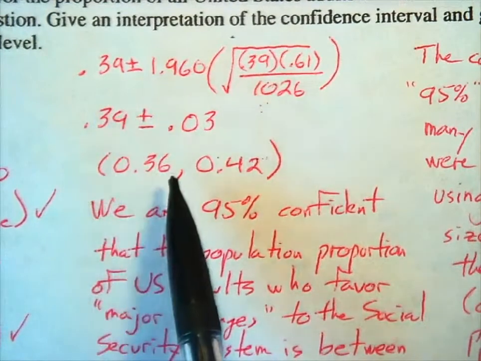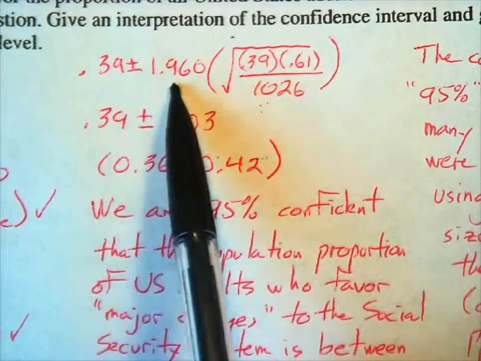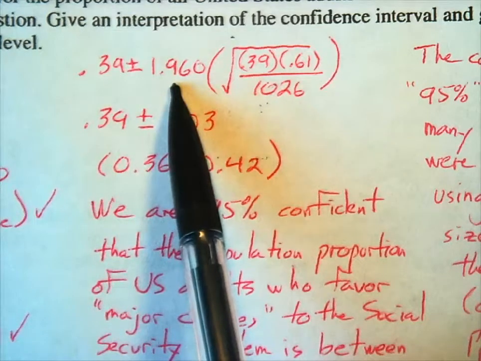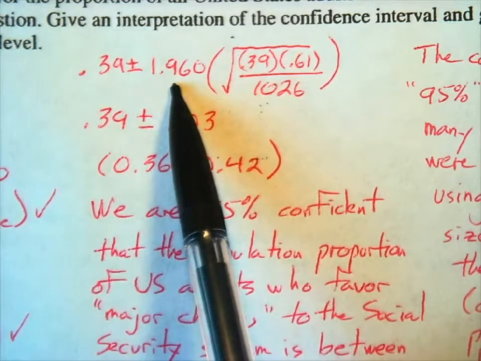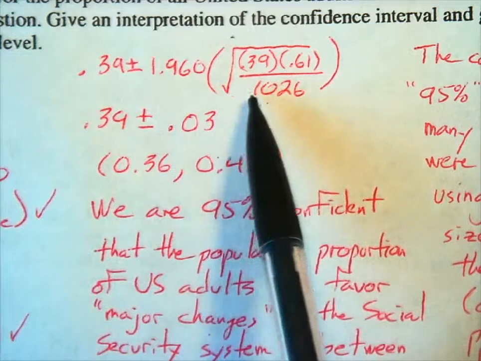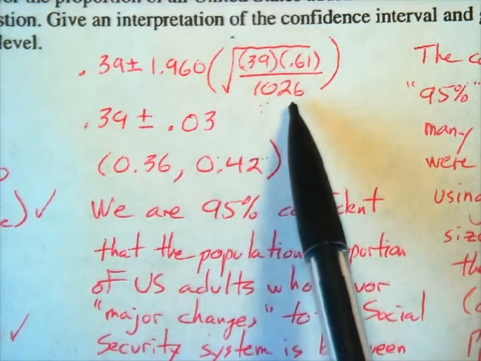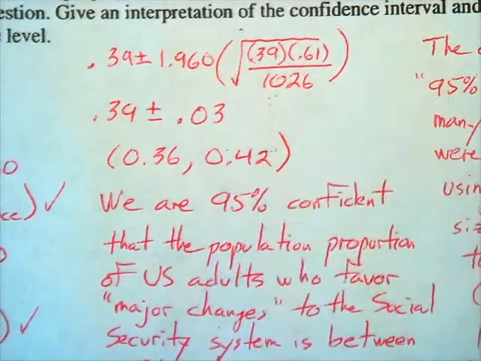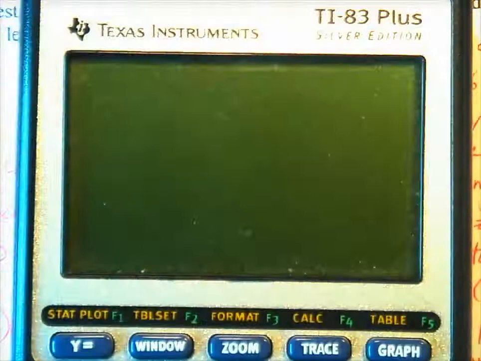You could build the interval in the calculator. That would be fine. Here's the sample statistic. Here's the margin, rather the critical value that we use for 95% confidence. There's the 1.960 that we've gotten many times from the inverse norm command. Then here's the standard error, or the standard deviation of the sampling distribution. We've done this calculation a number of times. It would be perfectly fine to do this calculation in your calculator.